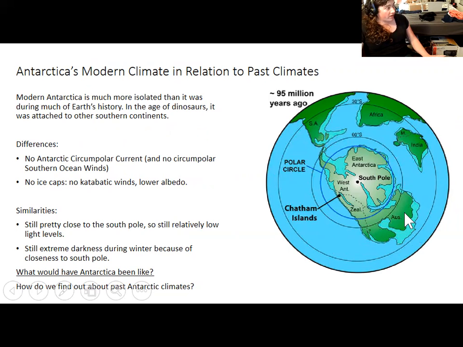Australia is way too far north for that. And there were no ice caps either, which means no katabatic winds and much lower albedo. You're still going to be really close to the South Pole, so you're still going to have the polar winter, and the sunlight in general is going to be weak. So even in the dinosaur age, the Antarctic had a distinct climate and ecosystem, if one that wasn't quite as extreme as it is now, but it was very distinct from other parts of the world during the dinosaur age, and we'll talk a little bit more about that in the coming weeks.